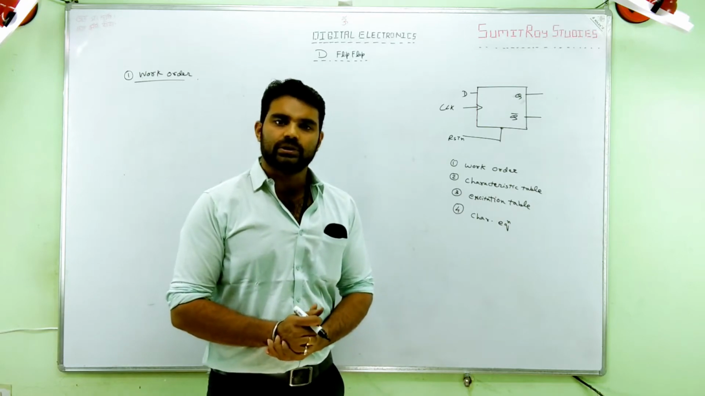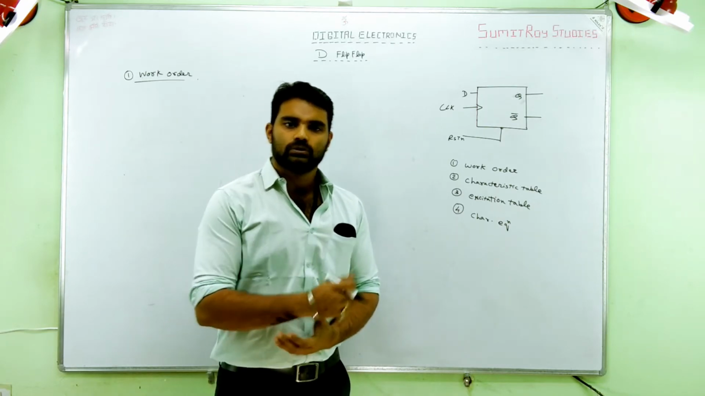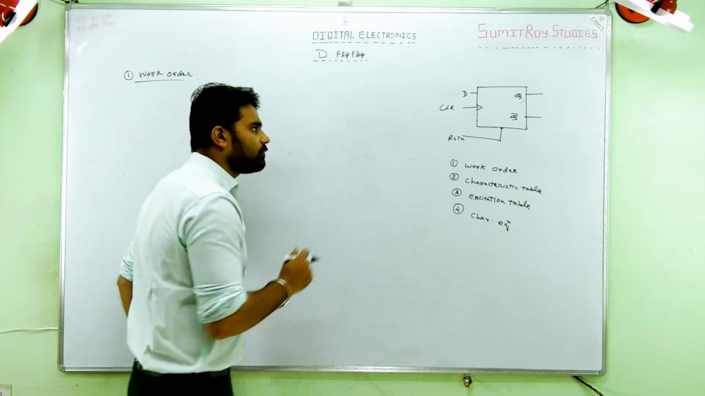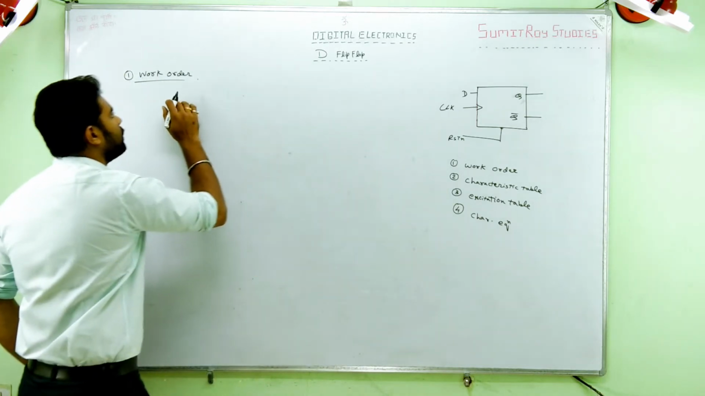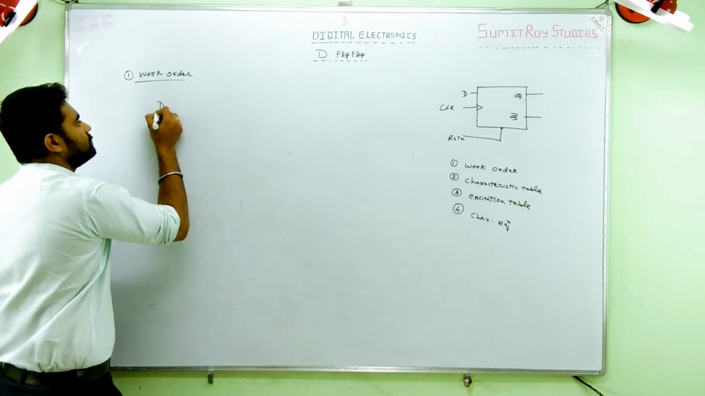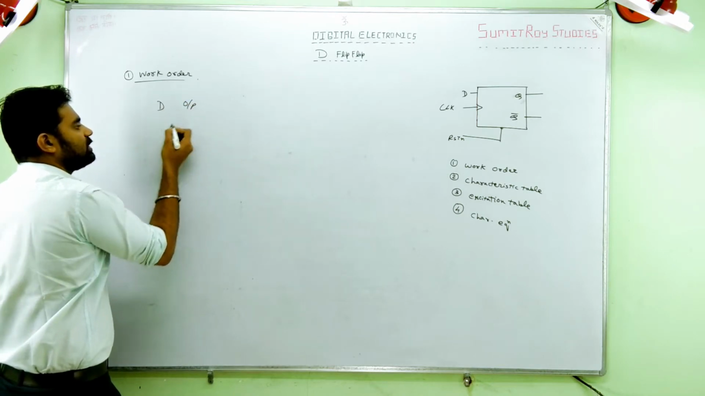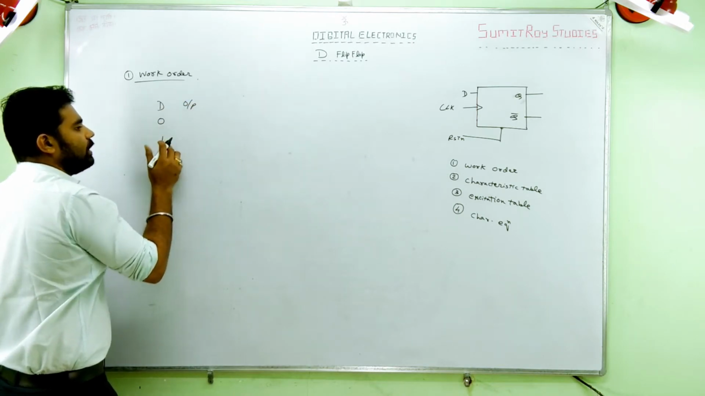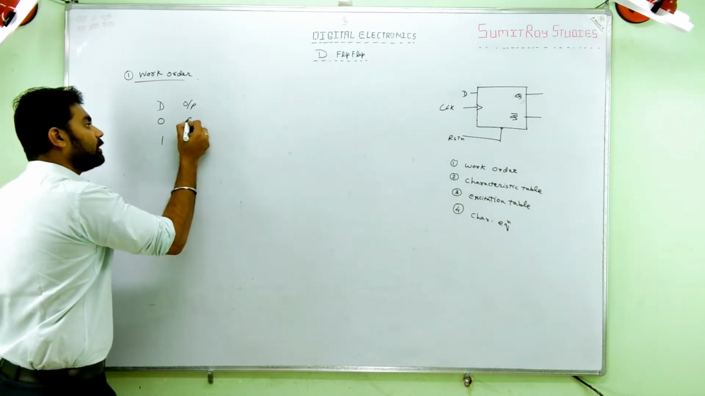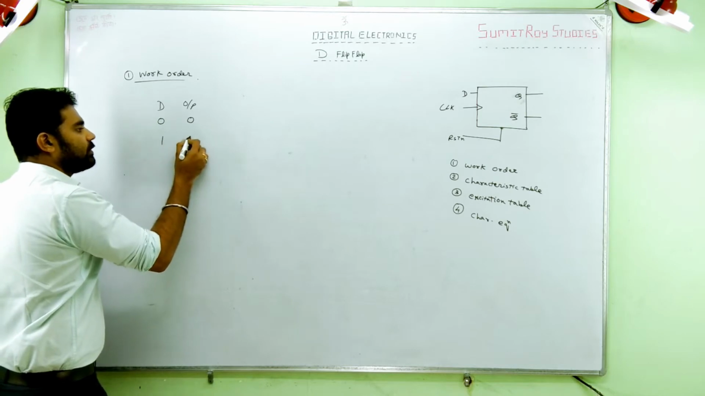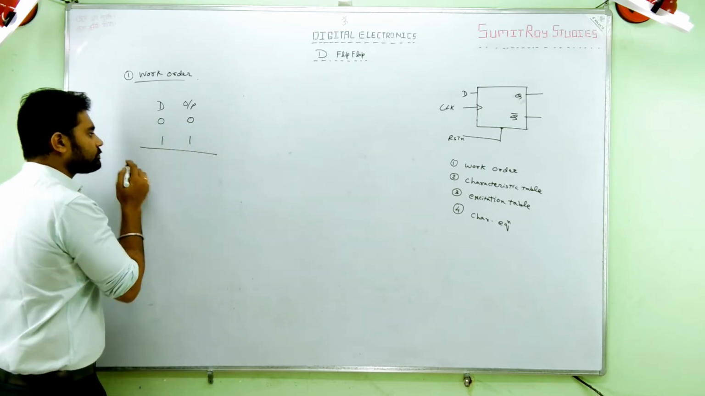We have already studied SR flip-flop and JK flip-flop. So now today, D flip-flop. It's a single input flip-flop and we'll follow four parts: first, second, third and fourth. That is work order. In work order, D and output. Now possible inputs are 0 and 1. As D flip-flop is a buffer flip-flop, for 0 output will remain as 0 and for 1 output will remain as 1. And that's it.